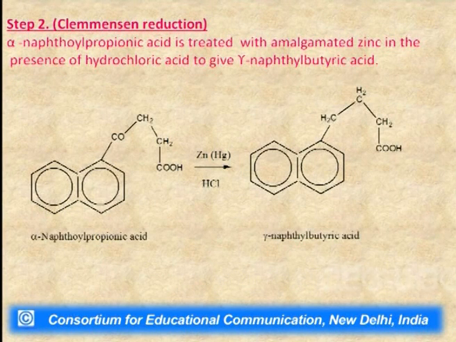In step 2, this alpha naphthoyl propanoic acid will undergo Clemmensen reduction in the presence of zinc amalgam and hydrochloric acid to give us the gamma naphthyl butyric acid. By this reduction, we get this butyric acid, and at the gamma position of this butyric acid we have this naphthalene ring, so it is gamma naphthyl butyric acid.